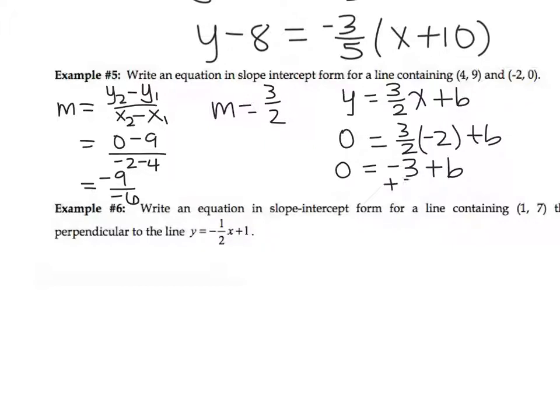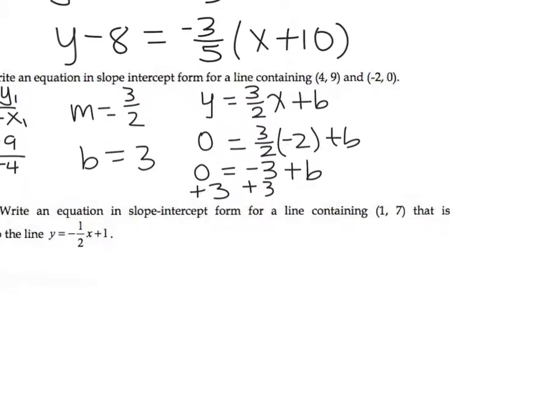And then to solve for b, we're going to add 3 to both sides, so we get that b equals 3. I now know the slope and the y-intercept of my line, which means I can write the equation. So the equation of our line is going to be y equals 3/2 x plus 3.